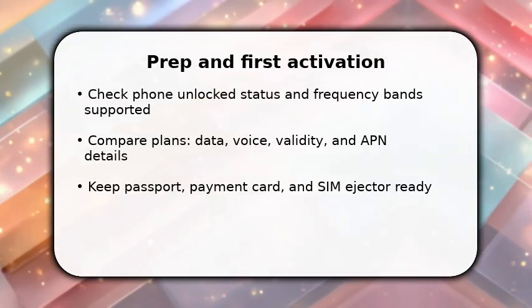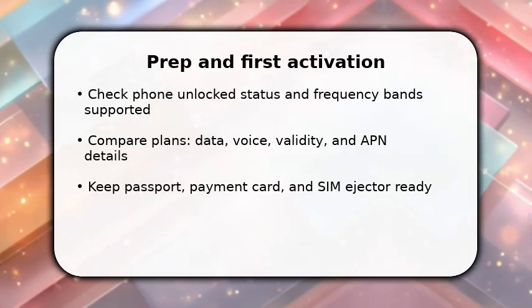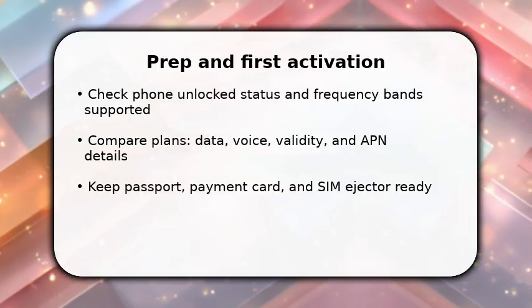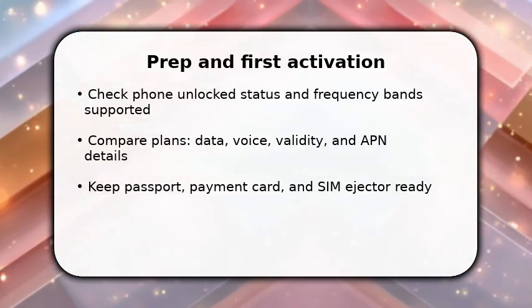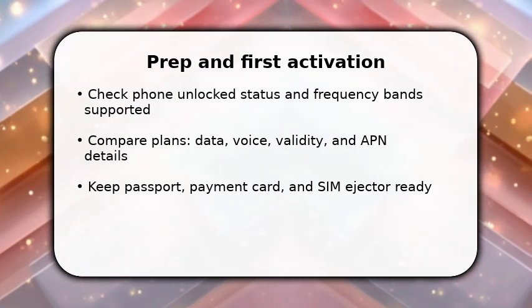Then physically insert the travel SIM using the ejector tool, power on and watch for carrier signal. If no signal appears, don't panic. Proceed to the next setup steps to configure APN and activation.